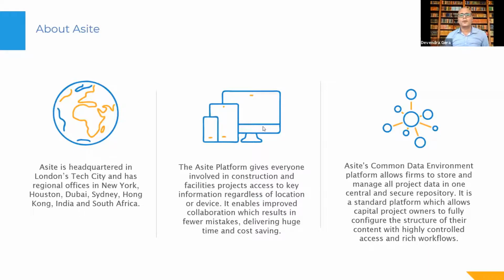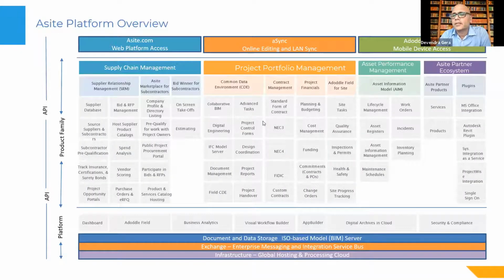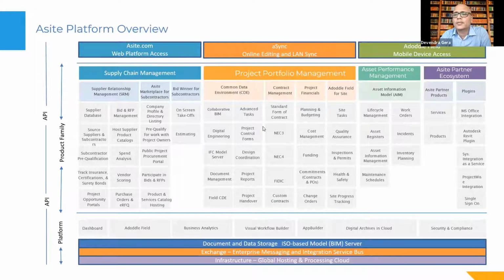Platform overview. I'll just take a few moments here. I don't want to go into too much detail. Our platform is divided into three main areas. The top part shows how the users interact with our platform: via the main web platform, Async, which syncs data between your desktop or laptop and the ASICT cloud, and Adorable Field, which is our mobile application.